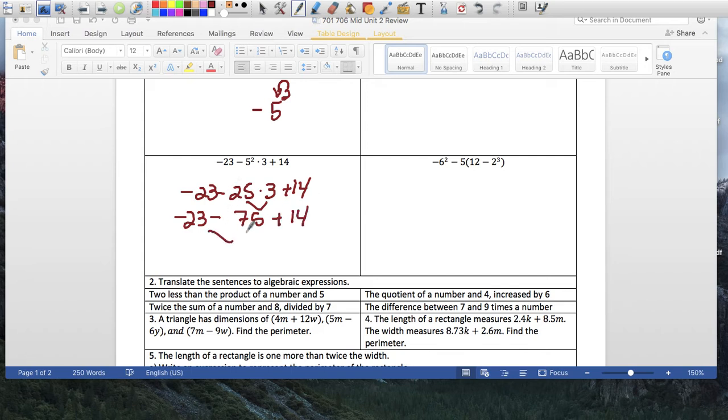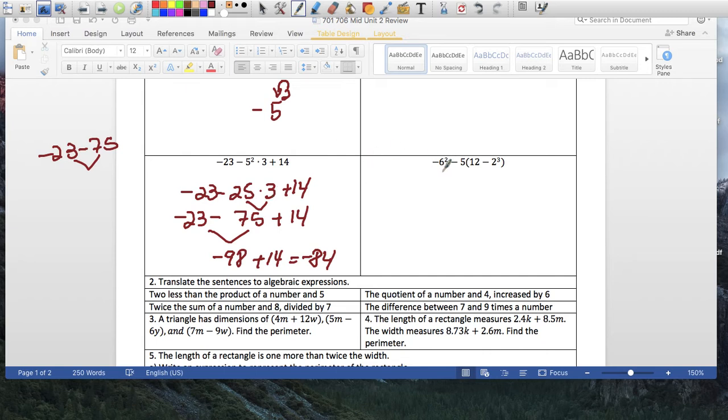Now you can put these two in the calculator, but make sure you put the negative sign there, right? Because it's not 23, it's negative 23 minus 75. So if you want to do that on the calculator, you can. And the calculator should give you that it's negative 98. And then if you add 14, you should get negative 84. Okay. So use a calculator as a tool, something to just make sure your answers are correct.